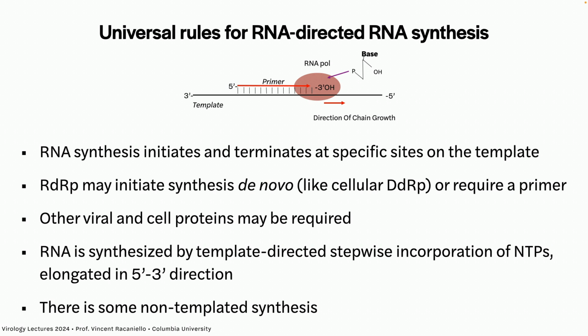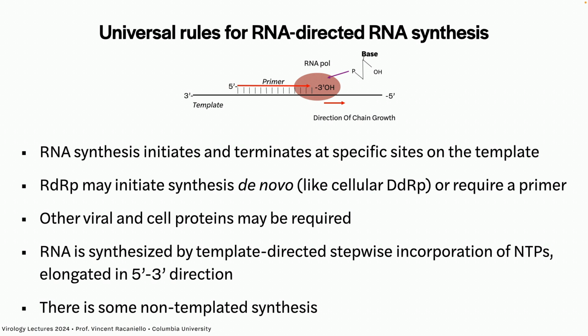Besides the RNA polymerases, you need other viral proteins. You typically need cellular proteins for this whole process. And then the actual polymerization, of course, is based on the template. The polymerase is reading the template. If it sees an A, it will put in a U, right? If it sees a G, it will put in a C and so forth. So that's template-directed incorporation. The product is made in a 5' to 3' direction. So 5' end and the 3' ends of the RNA are shown here.